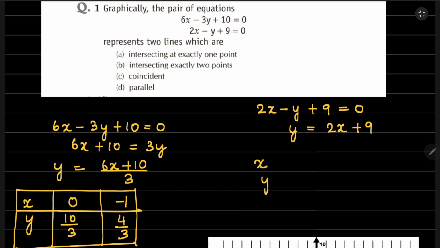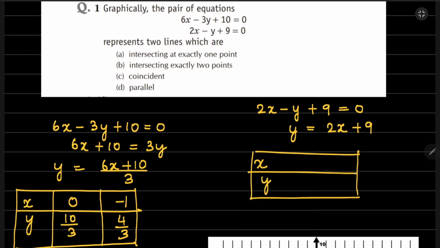So let's take x and y and take any 2 points. Say for example, if x is equal to minus 3, what will you have? Minus 6 plus 9, so y will be equal to 3. The next point, if x is equal to minus 4, then 2 into minus 4 is nothing but minus 8 plus 9. 9 minus 8 is just 1. So these are the 2 points of the two equations.